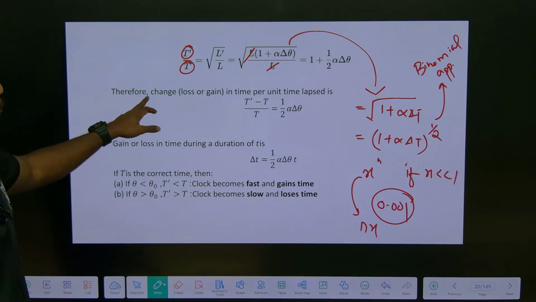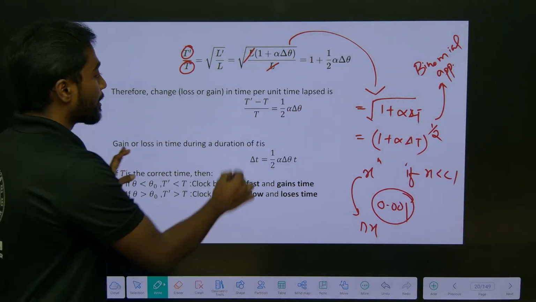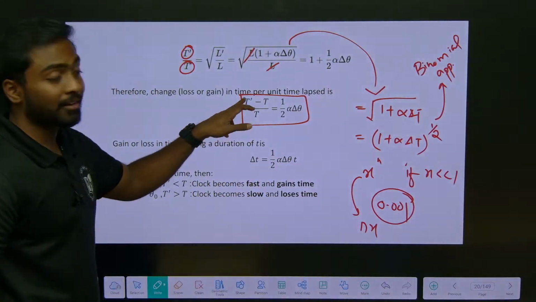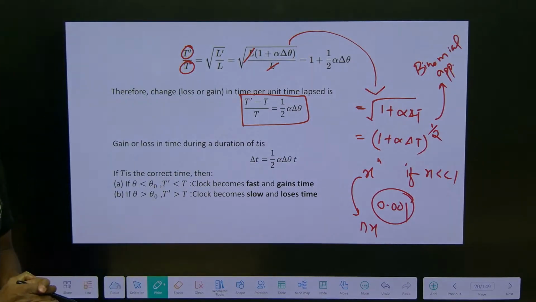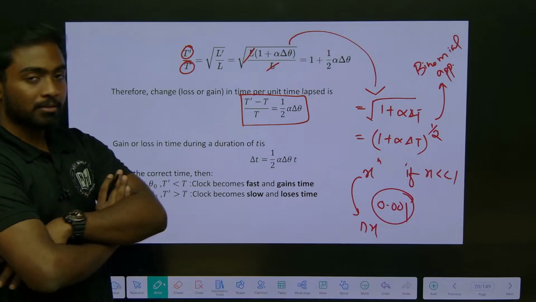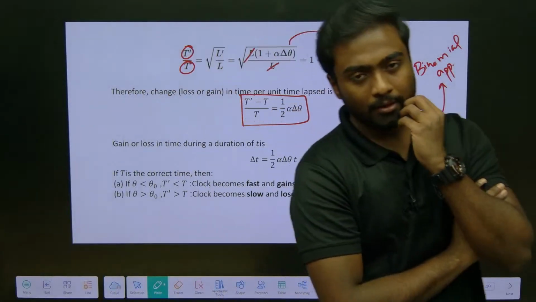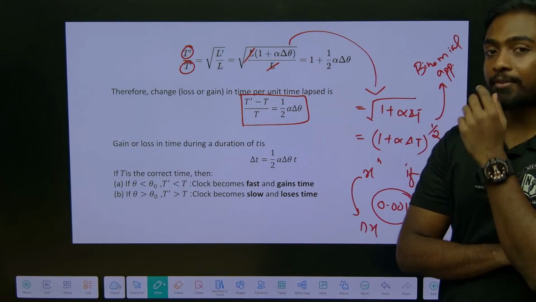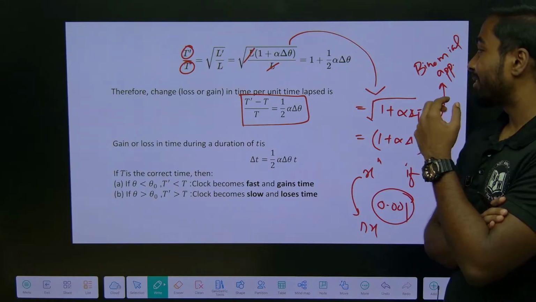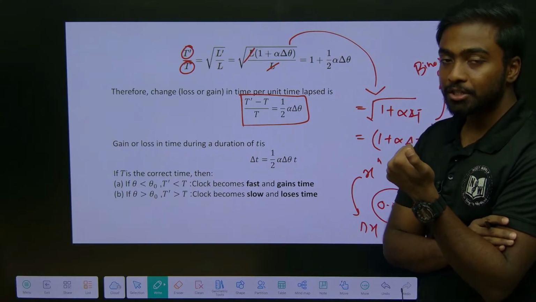Got it? So the change, that is loss or gain in time period, is taken as T dash minus T by T, which will be equal to half of alpha delta T. Got it? You can take a note of this. Based on this formula, they might ask questions. In previous examinations in EAPCET, we have got these kinds of questions: what is the change in time if the temperature has been increased? Got it?